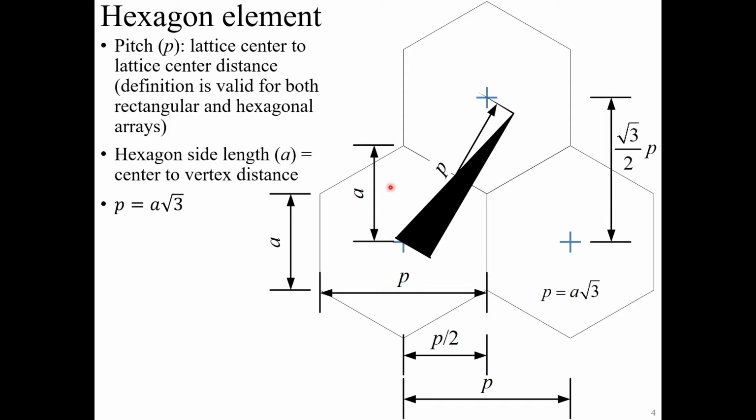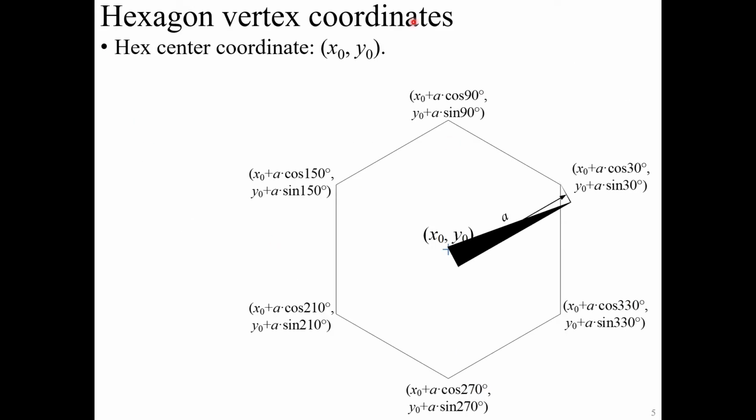So the problem may give you either the A or the P to describe the lattice size. And the P and the A have this relationship: the pitch P is equal to A times square root of 3. Based on simple analytic geometry knowledge, if you know the center coordinate, in this case x0 and y0, you can calculate the coordinates of the vertices using those formulas.